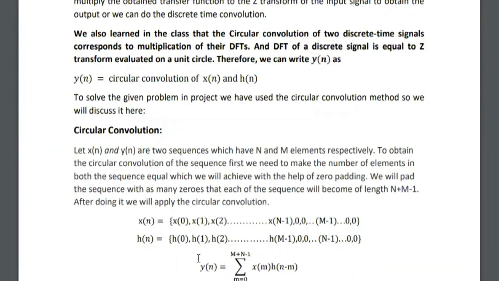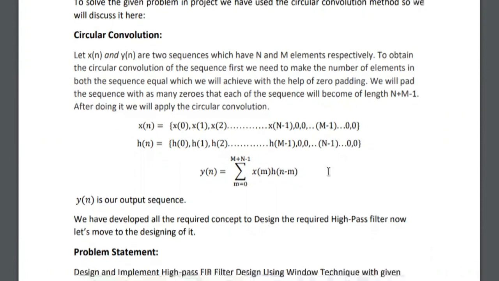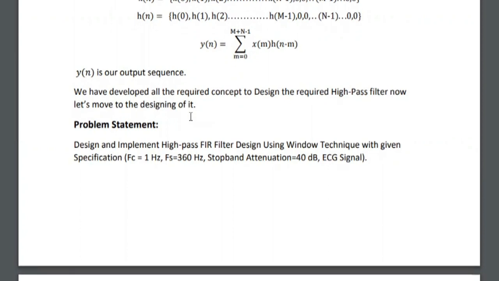The formulas for circular convolution we have mentioned here. In circular convolution, because we have a different number of elements in x(n) and h(n), we will use zero padding. Since we have developed all the required concepts to design the required high pass filter, now let's move to the designing of it.